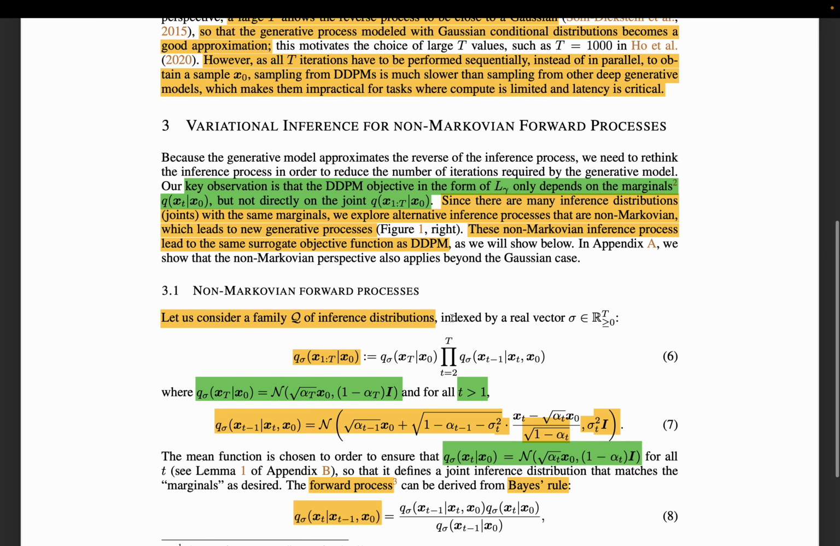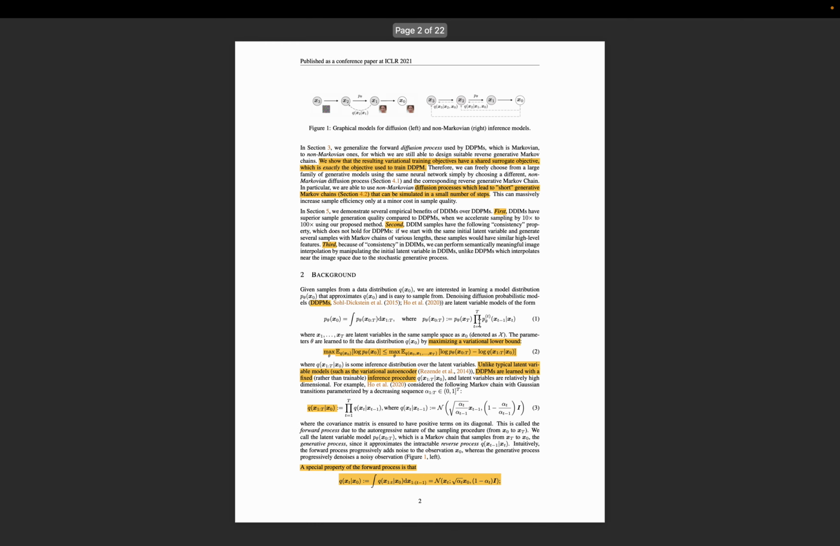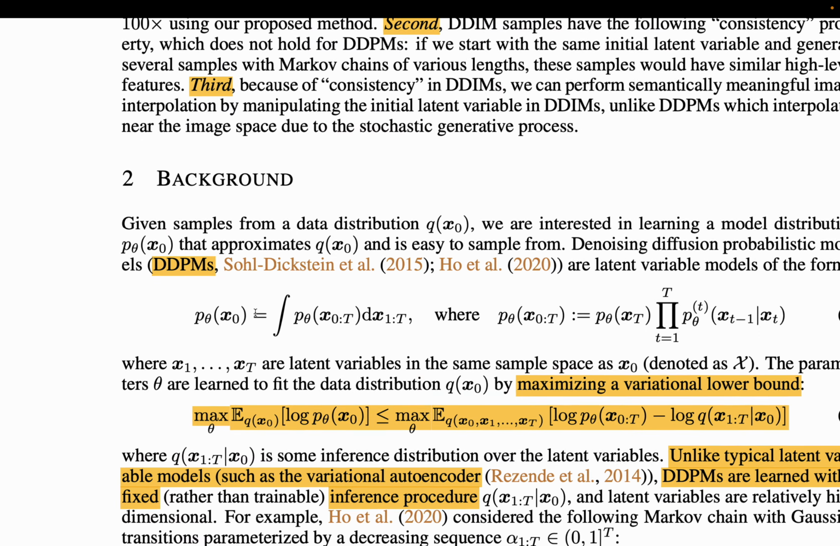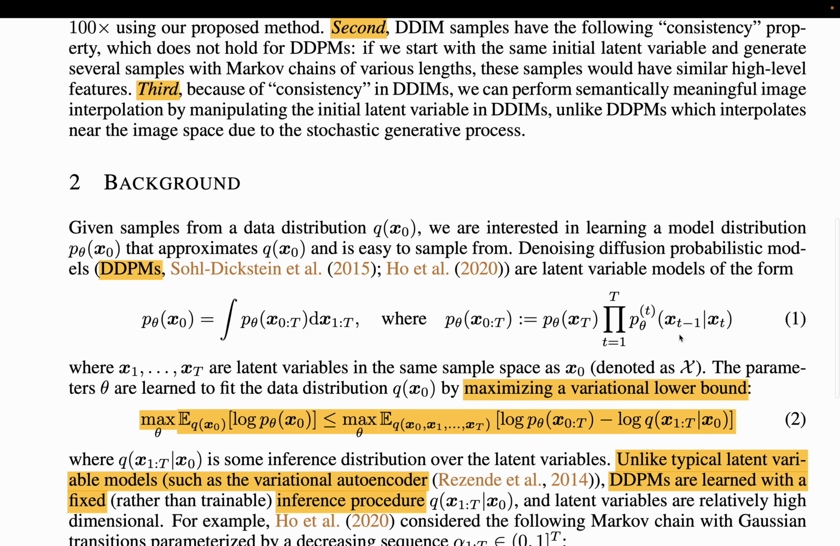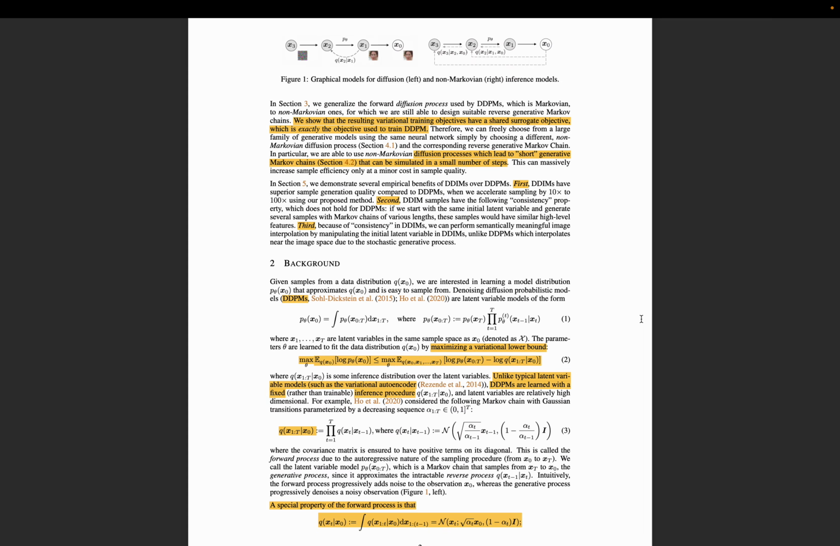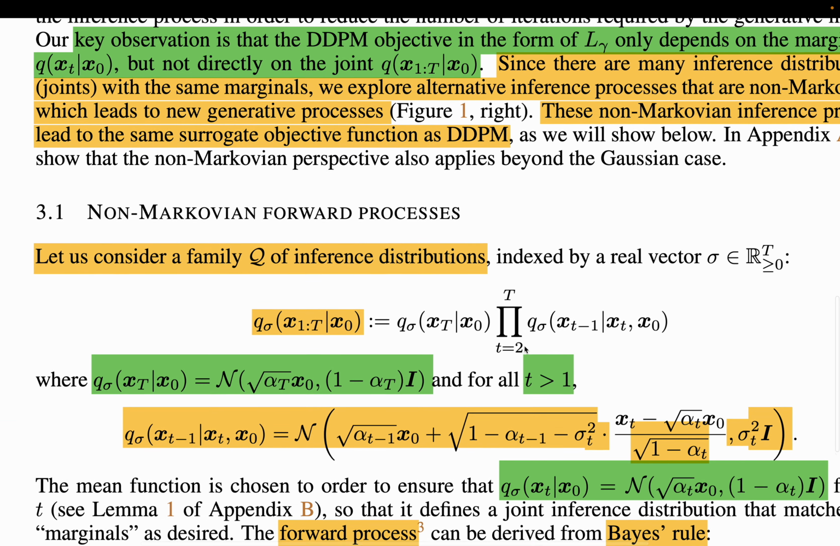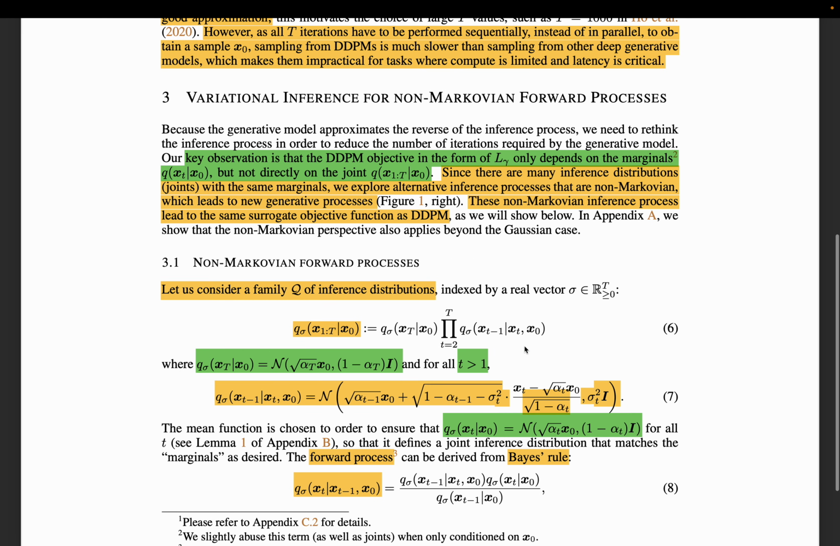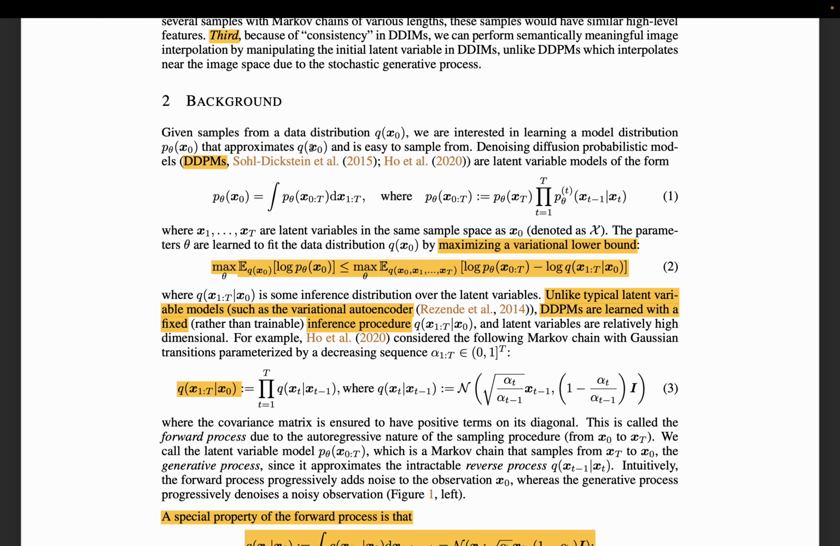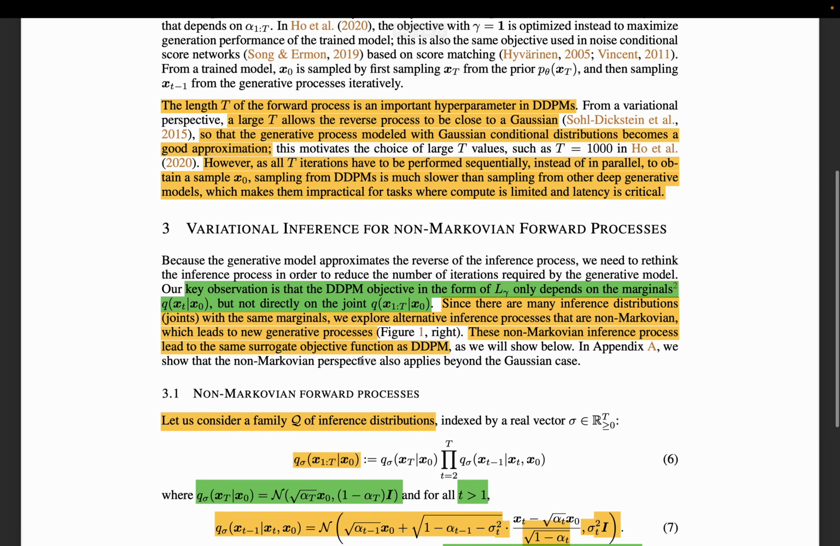So that's a non-Markovian process. Previously, for DDPM, we assumed that xt minus 1 only depends on xt, so it was a Markovian process. Here we make the assumption that it's no longer the case: xt minus 1 depends on xt and x0. So it's non-Markovian. In the DDPM paper, the authors postulated one distribution family. Now in the DDIM paper, they postulate this distribution.